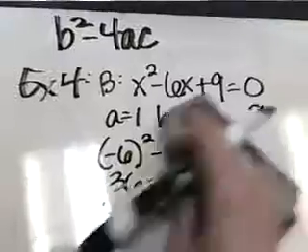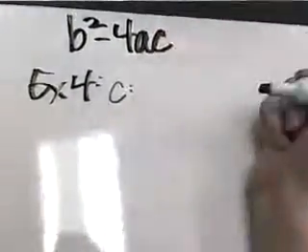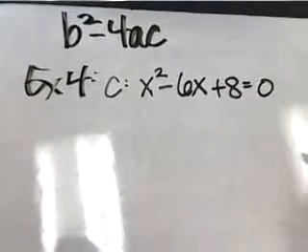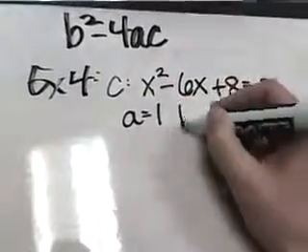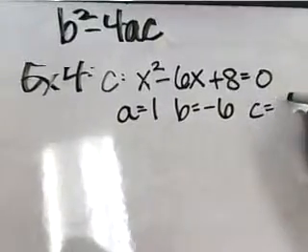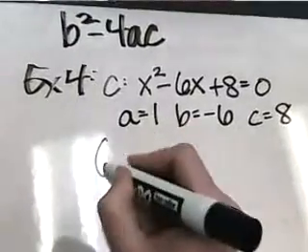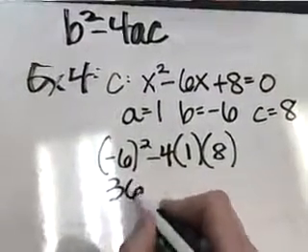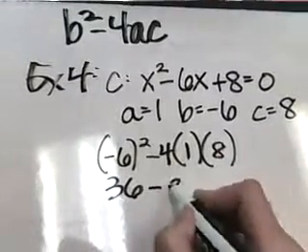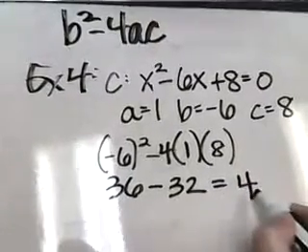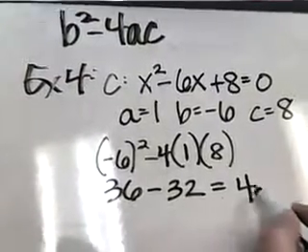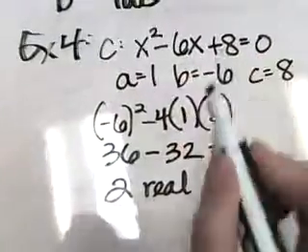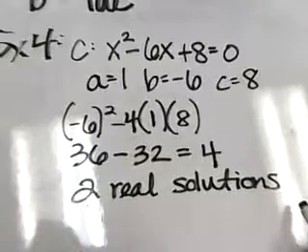Okay, part C. Part C gives me x squared minus 6x plus 8. So a is 1, b is negative 6, c is 8. Subbing these into the discriminant formula, negative 6 squared minus 4 times 1 times 8. That would give me 36 minus 4 times 1 is 4 times 8 is 32, which gives me 4. There's my discriminant. Now is this number greater than, equal to, or less than 0? It's greater than 0. So that tells me there are two real solutions. If I were to solve this equation, I would get two real solutions. Okay? So that part of it is easy.